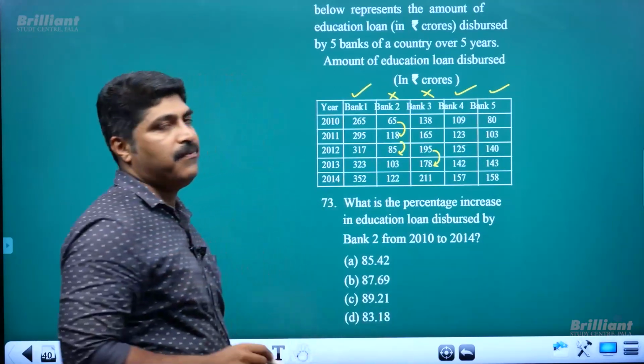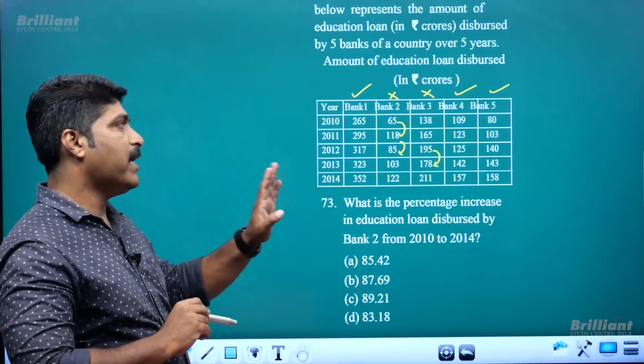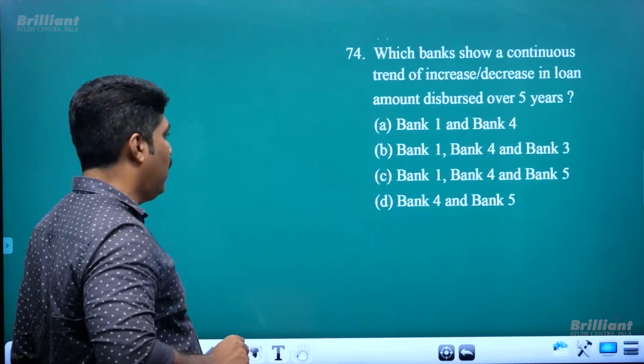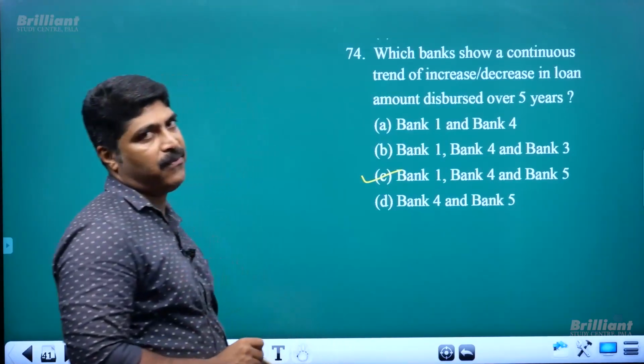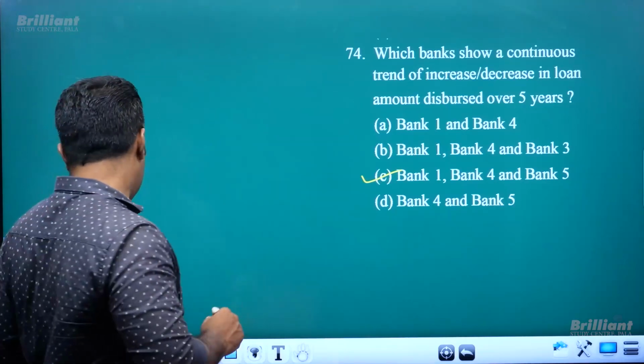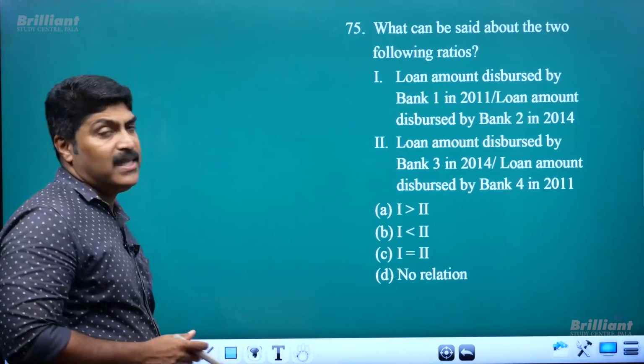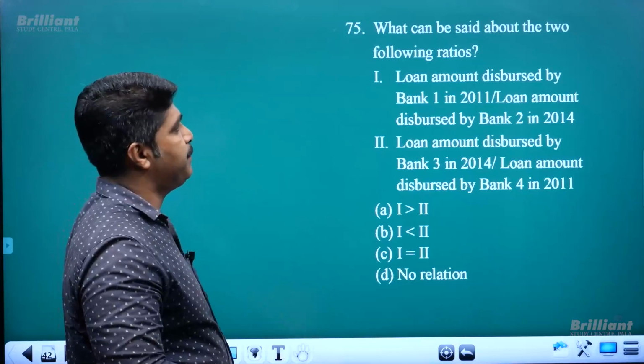Good. So therefore, we got 3 banks. Which are the banks? Bank 1, 4, and 5. Look at the question options here. Bank 1, 4, and bank 5. It's an observation type of question. Move to the final question here. It's a quantity comparison type question.